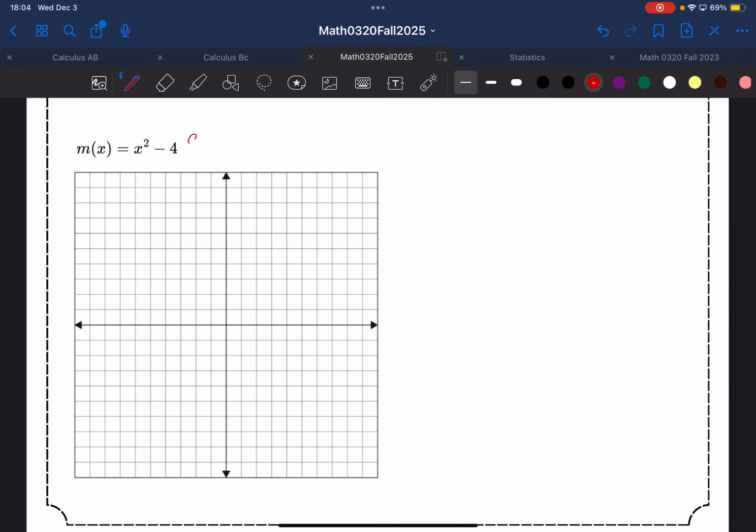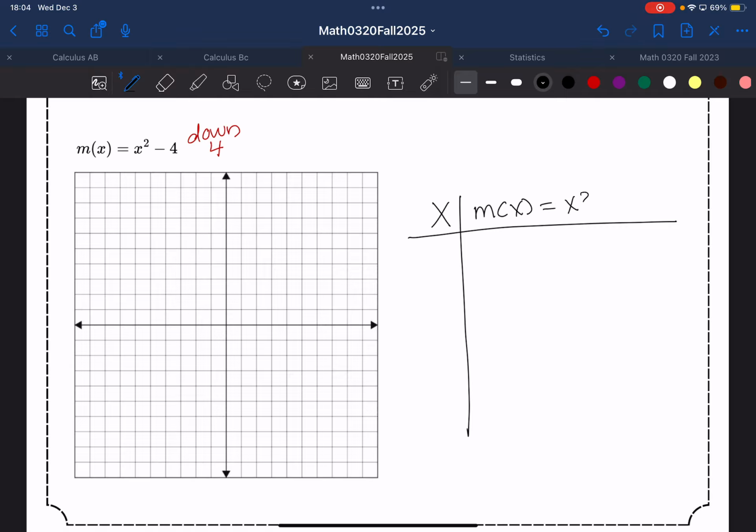Okay, so we said this is going down 4. And when we say we're moving up or down, that's from the parent function, right? From the parent function. If it doesn't ask you to graph the parent function, you don't have to. So in this case, it's only telling you to graph x squared minus 4. So I'm going to create my table. And if I wanted, I can pick the same three numbers. I could pick -1, 0, and 1. The only importance here is to make sure you choose a negative number and a positive number.